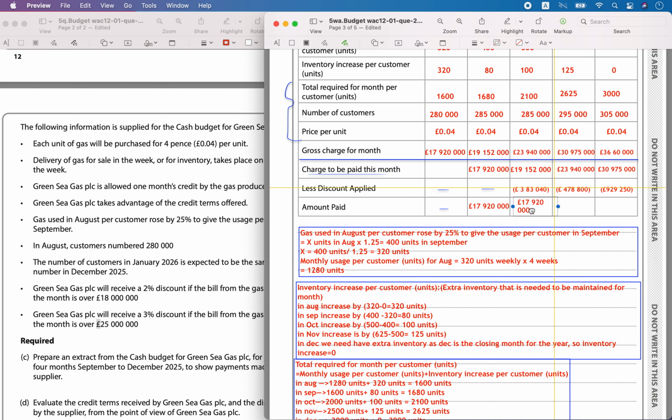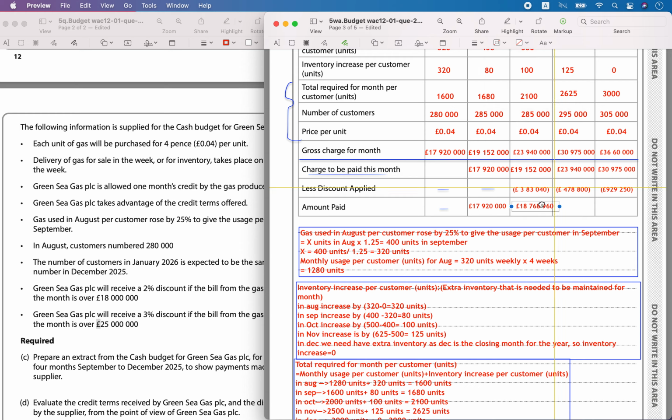Now let's calculate the value for the month of October. It is 19,152,000 minus 383,040, that is going to be equal to 18,768,960. So 18,768,960 is the amount that needs to be paid.